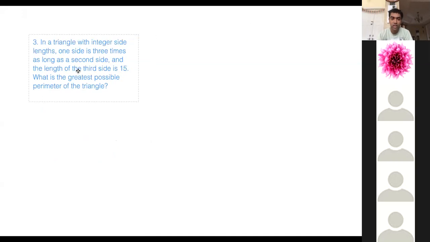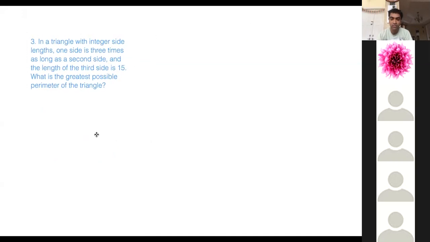Good, 43 is correct. Sanvi, can you explain? So they tell you in a triangle with integer side lengths, one side is 3 times as long as the second side, and the length of the third side is 15. So one of the sides of the triangle will be 15. One side will be x, and the other side will be 3x.